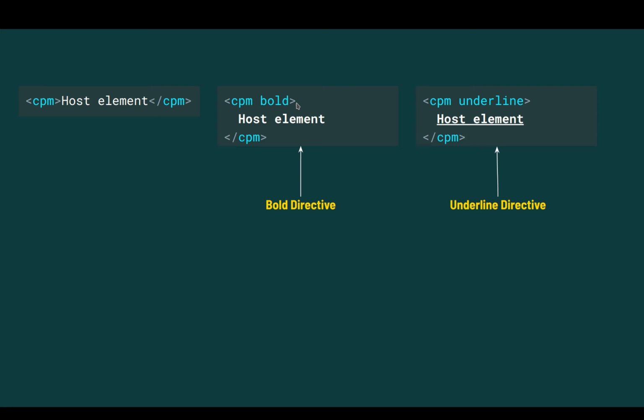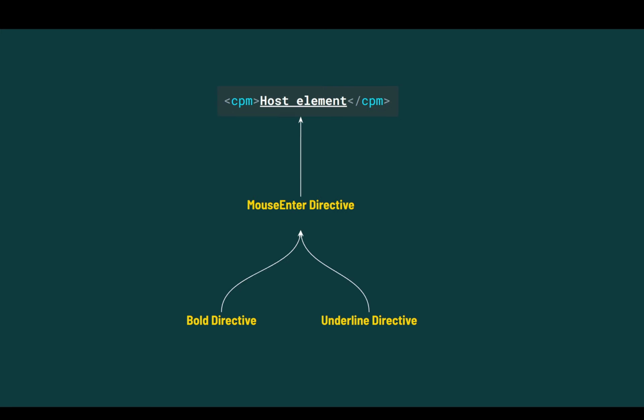Then we will try the following. We will try to use the composition API, and for this one, we will create the mouse enter directive, and this will be composed by bold and underline. And the end result will be this. We will have the host element, and we will use only one directive, the mouse enter. And behind the scenes, this will use the bold and underline.